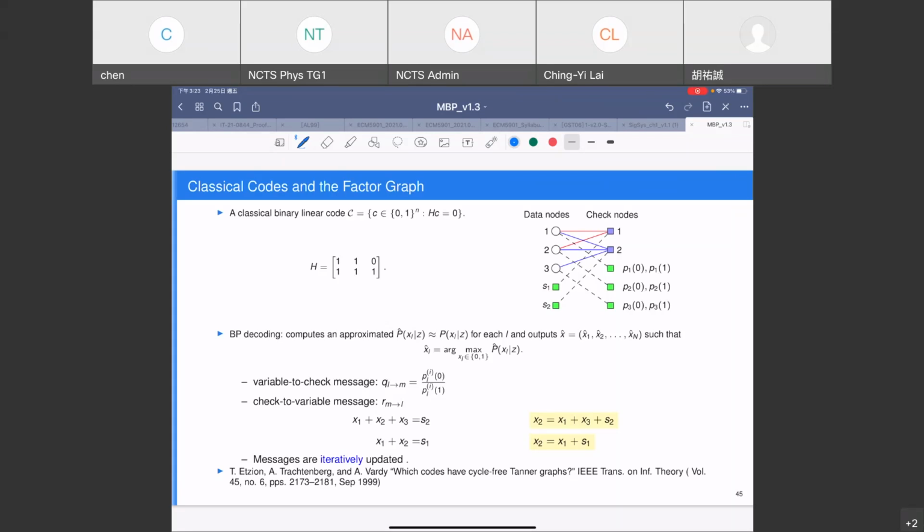So in classical coding theory, we try to use codes with long cycles. If there are many short cycles, for example, cycles of length 4, like this one, this cycle has length 4. So the message will always be passed around these 4 cycles. So if there are some unreliable messages, they will always stay inside this cycle. So you cannot get good results. Okay, so you want to avoid these 4 cycles.